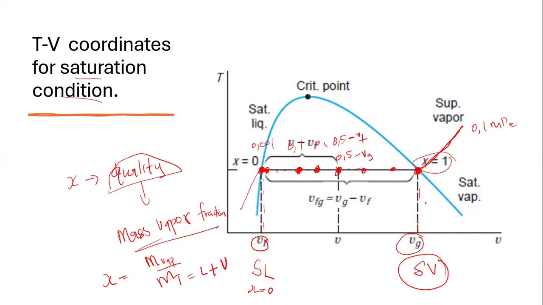But we will call it saturated even though X is 1. Here we'll call it saturated liquid even though X is equal to 0. Because this is where the states are about to change. So here it's liquid, and then there we're going to have gas. Simple as that. Okay. All right.